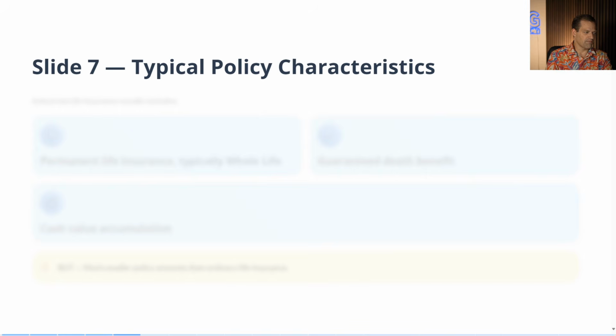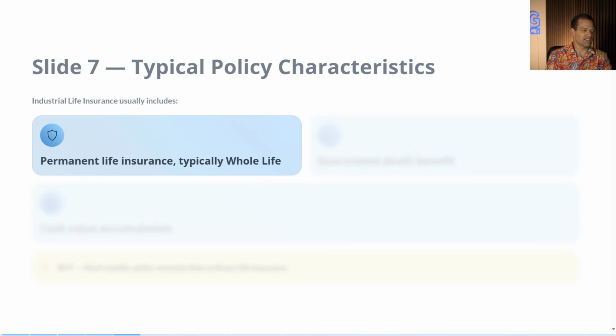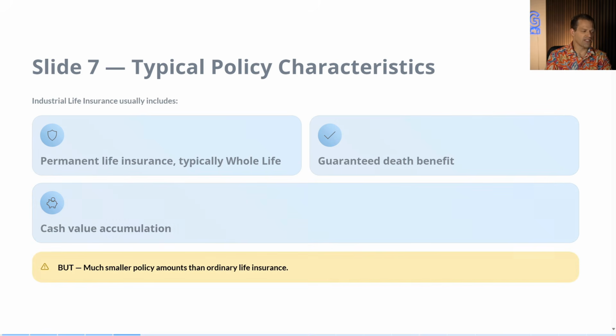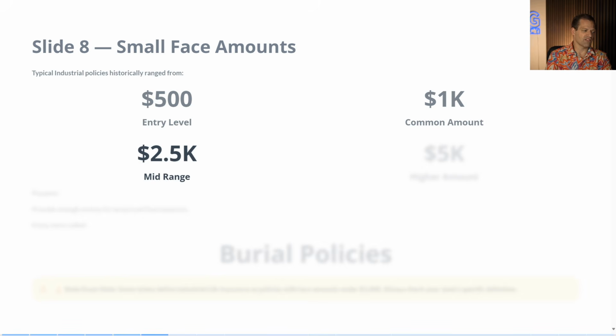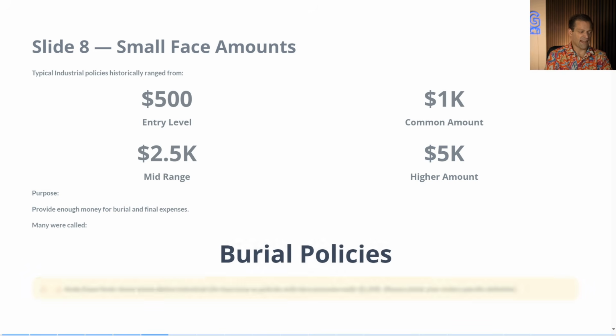And there you go. So typical policy characteristics: it's permanent life insurance, typically whole life. There's a guaranteed death benefit, cash value accumulation, all this typical stuff with permanent coverage. But the coverage was a lot smaller than ordinary life. So you may see things like $500 plans, $1,000, $2,500. There are higher amounts, but again, we go back in time. Even these amounts used to be enough to take care of the funeral. So this is what you would see a lot. Many times they were just called flat out burial plans.